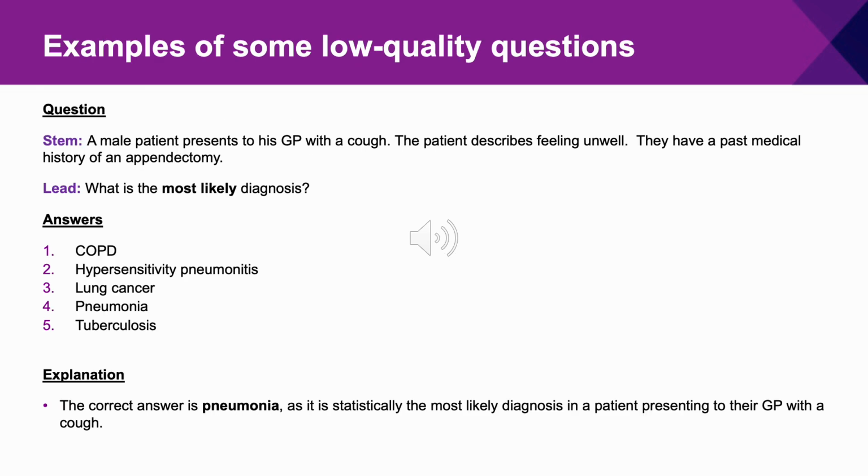And now an example of a low quality question. The question starts from a stem. A male patient presents to his GP with a cough. The patient describes feeling unwell. They have a past history of appendectomy. And the lead is, what is the most likely diagnosis? Here are the 5 answers. And the explanation was, the correct answer is pneumonia, as it is statistically the most likely diagnosis when a patient presents to their GP with cough.